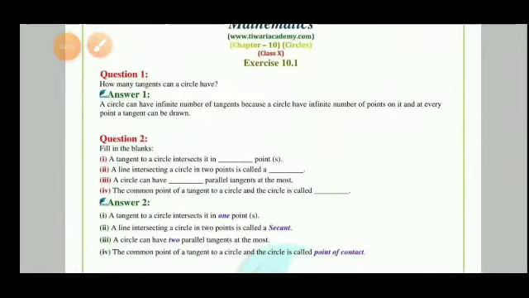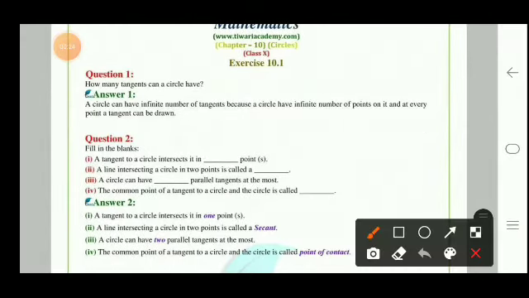Now starting with the solution of the exercise of chapter 10, that is circles. The first question is: how many tangents can a circle have? A circle can have infinite tangents, because a circle has infinite points on it, and at every point a tangent can be drawn. Then question number 2 is fill in the blanks. A tangent to a circle intersects it in how many points? Only 1 point. So 1 point is the answer.